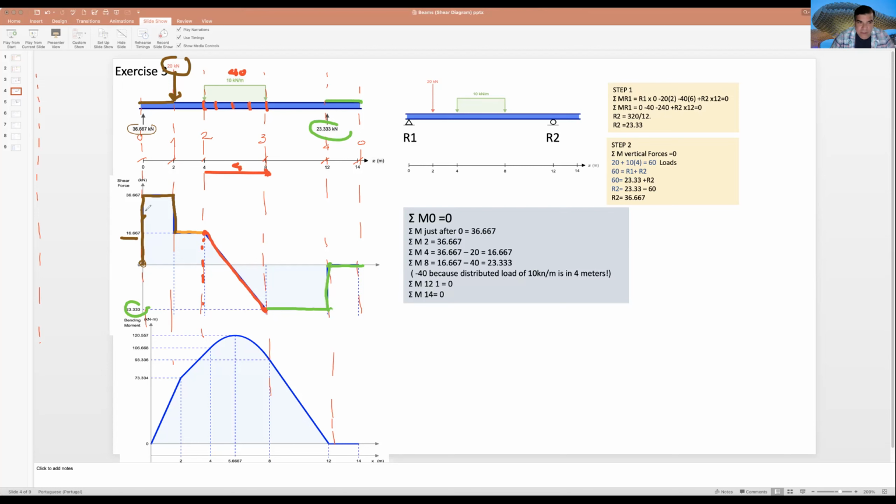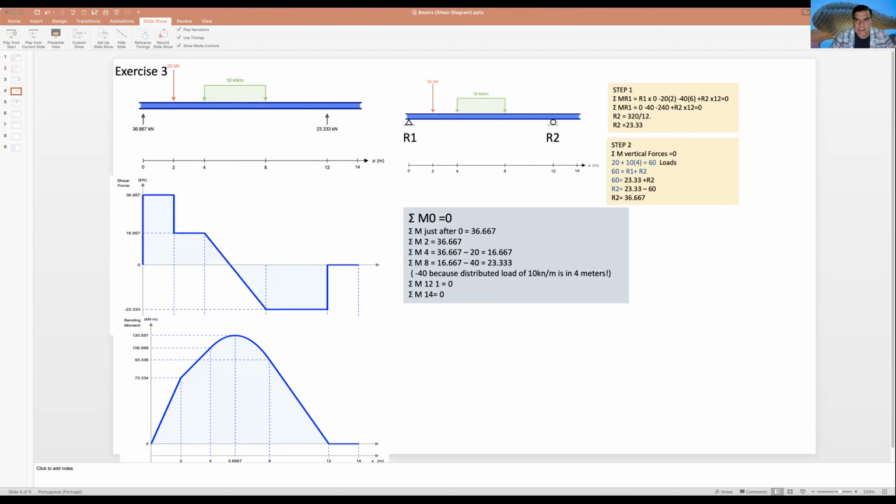What is the main result of this diagram? That the maximum shear is 36. By the way, if this number was not 23, but was 43, minus 43 or 53, whatever, this is the maximum shear because it's the maximum number. Well, the maximum shear always is the maximum number, no matter if it is positive or negative. In our case, it's a positive one and it's 36. Well, the shear here is ready, we finish.